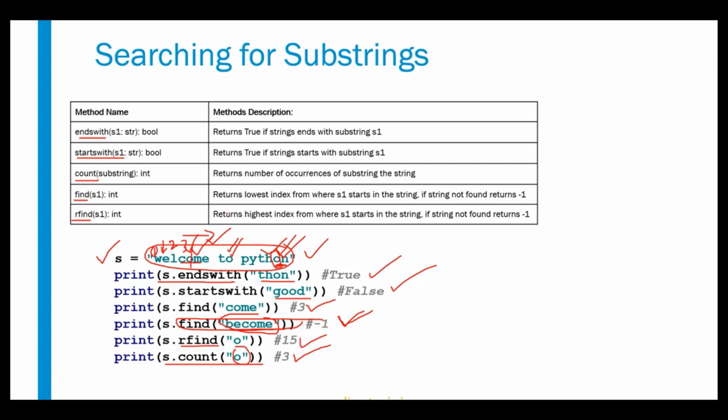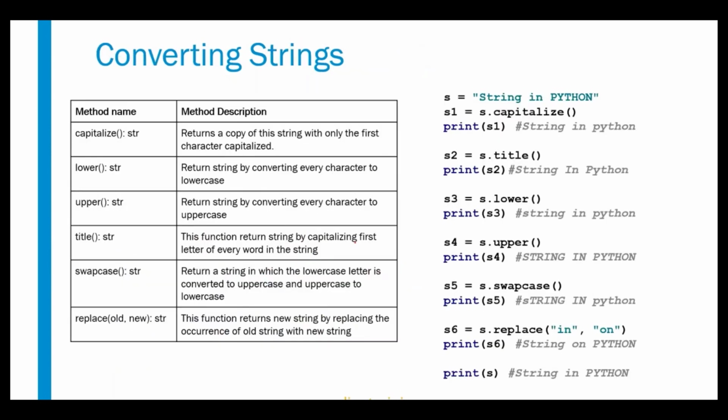Okay. Now let's move on to the next type of functions, the conversion functions. We have a few functions like capitalize, lower, upper, title, swapcase, and replace. Let us see how we can use these functions one by one. So capitalize is a function which will return the complete string after capitalization. Capitalization means the first letter should be capital.